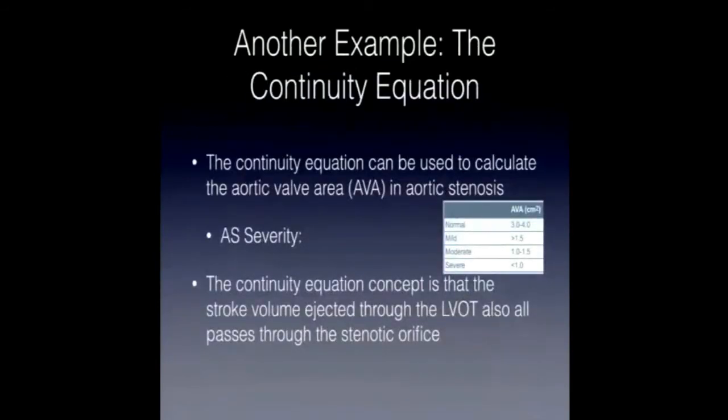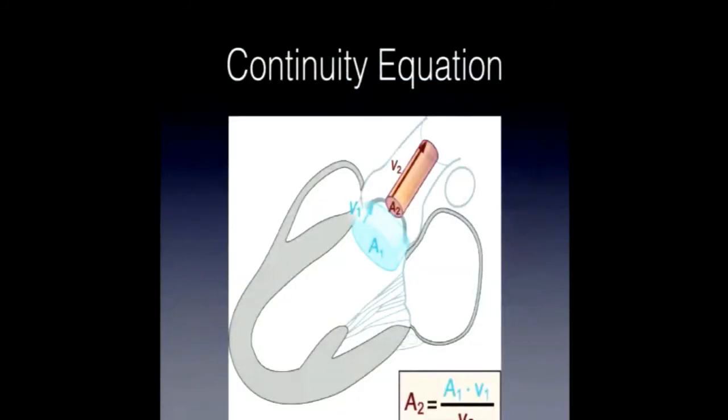All right. I want to talk briefly in the last couple minutes about the continuity equation as represented for the aortic valve. And this is where you see the aortic valve area is 0.7 centimeters squared or whatever. This is where the calculation comes from.